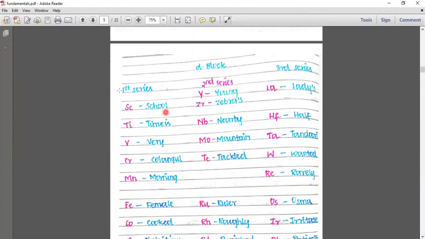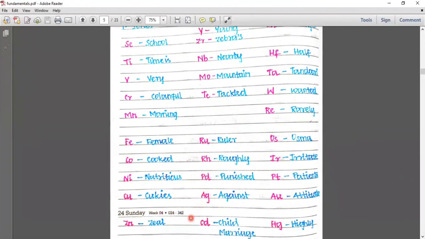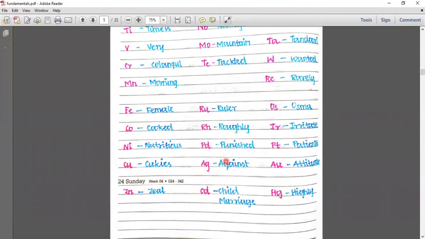Next, second series. Yttrium, that is Y. So: young, zirconium, zebra, niobium, nearby, molybdenum, mountains, TC tackled. Young zebras nearby mountains tackled. Then ruthenium, rhodium, palladium, silver, cadmium. That is: rulers roughly punished against child marriage.